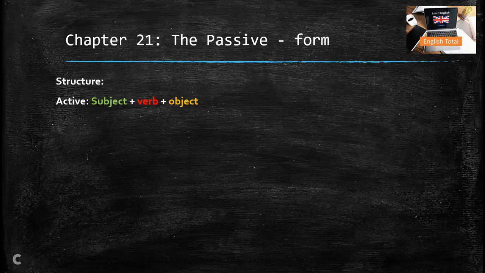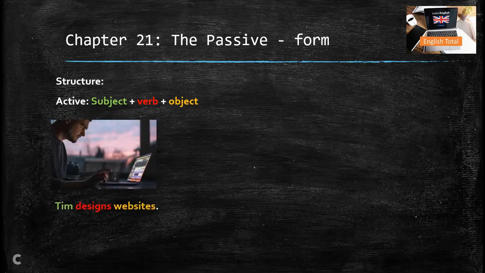In case you're wondering what the object of a sentence is, the object is defined as the thing that receives the action expressed by the verb. Here are two examples. Tim designs websites. Tim will design our website. In these two cases, the object is the website Tim designs.